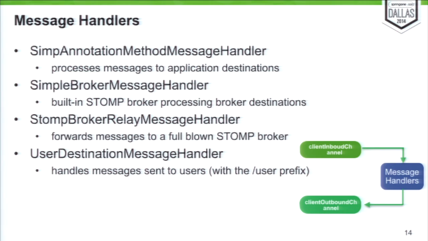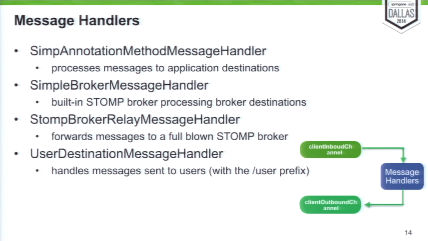So let's continue with the workflow. After we go through the endpoint, we're going to send these messages to the client inbound channel. This client inbound channel will delegate to all the subscribers. And we have different subscribers. Usually, we're going to have 3 subscribers to this client inbound channel. And these different 3 subscribers are going to process the messages based on the kind of destination that we are sending the message to. So we're going to have destinations which are application destinations. We're going to have destinations which are broker destinations.